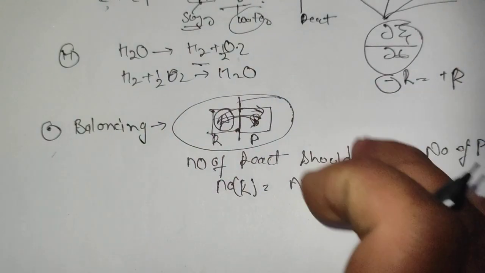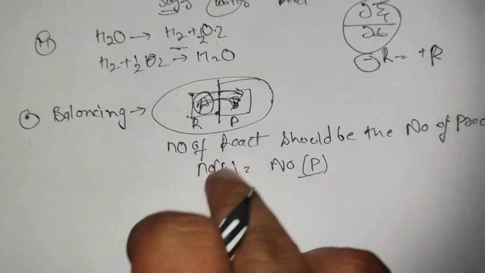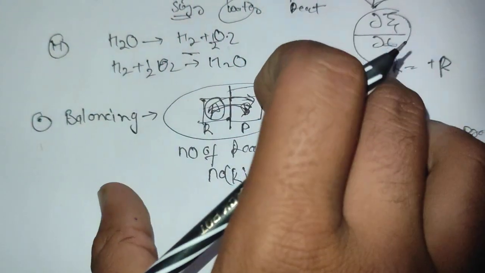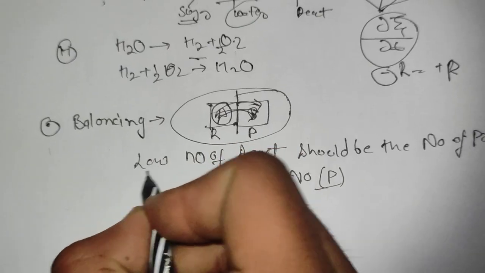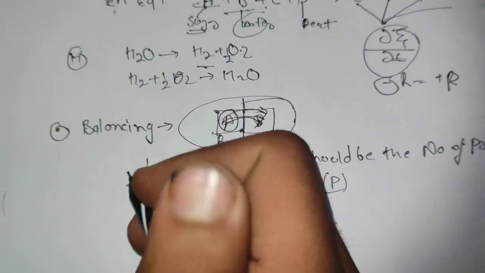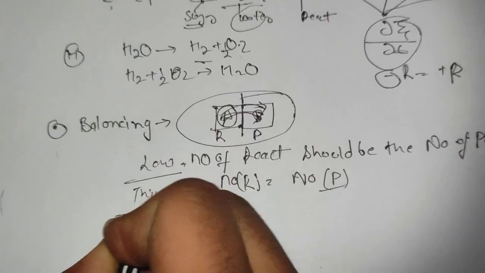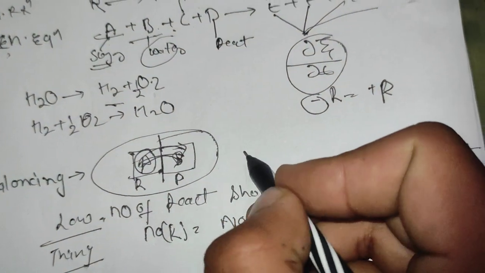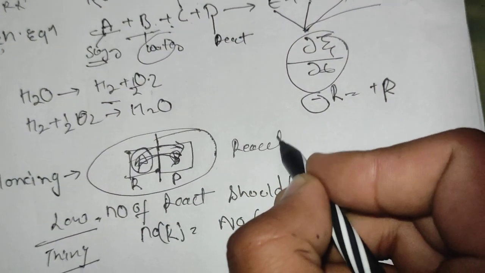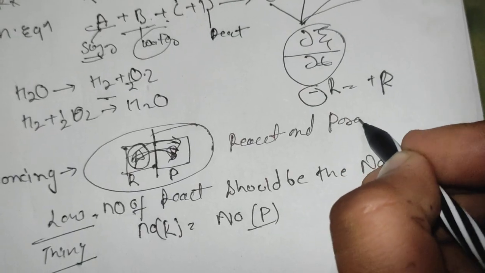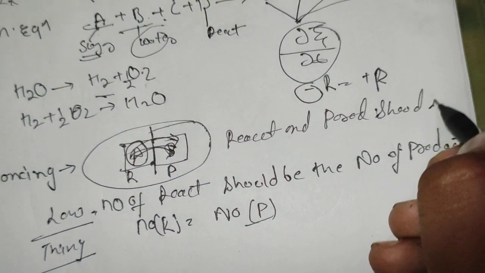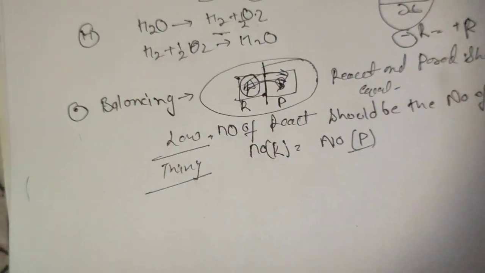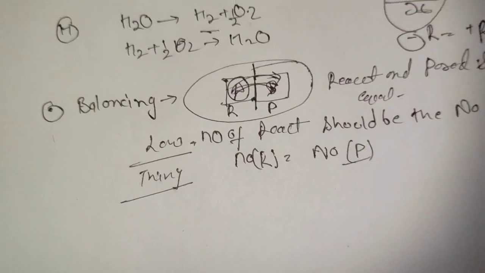So that's why we need to balance the stoichiometric coefficients of the reaction, to achieve this law. Basically, for understanding, both sides should be equal. So once again, since the reactant and product should match, should be equal, that's why we introduce the concept of balancing.